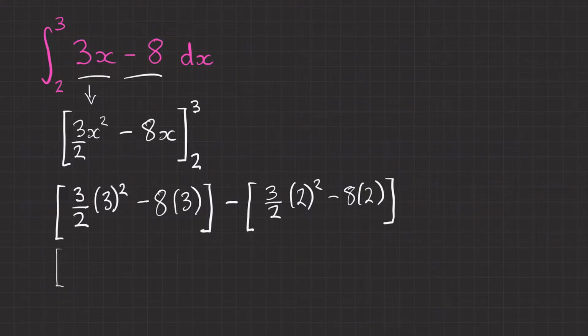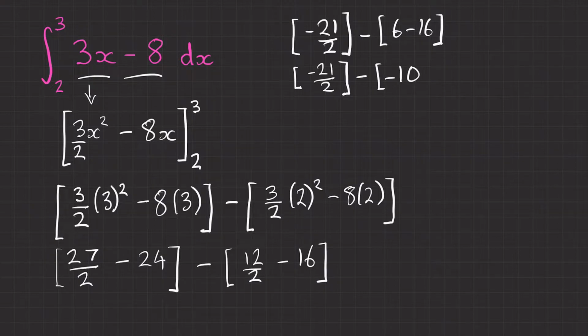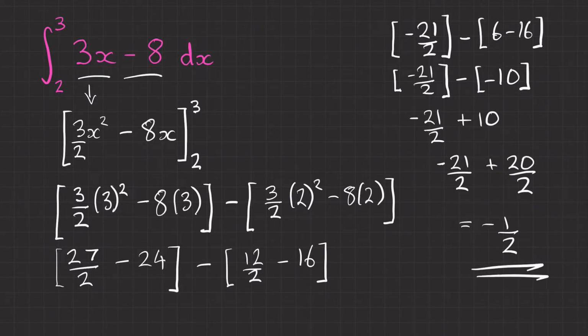If we simplify this down, simplifying it even more, we'll have, I'll carry it on up here, which that will equal minus 1/2. So the area under the curve of 3x minus 8, bounded by the points 3 and 2, is minus 1/2.